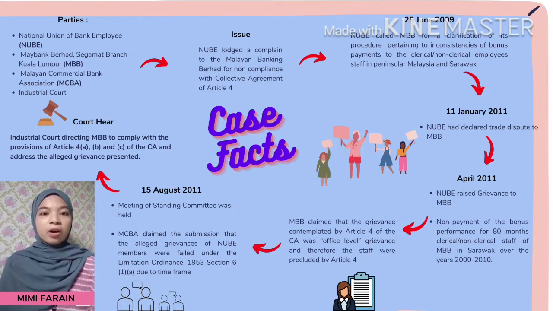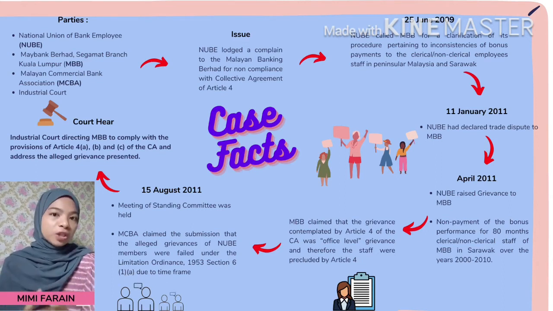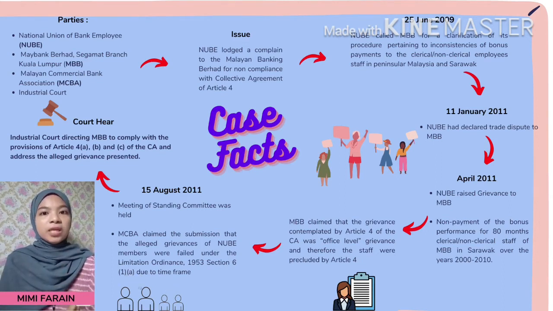Initially, on 25 June 2009, NUBE wrote to MBB calling for a clarification of its procedure pertaining to the inconsistencies of bonus payment to the clerical and non-clerical staff in Peninsular Malaysia and Sarawak. And next, on 11 January 2011, NUBE declared a trade dispute to MBB by requesting intervention from the Director General of Industrial Relations. It is the obligation of MBB to pay the performance bonus as stated in the agreement.